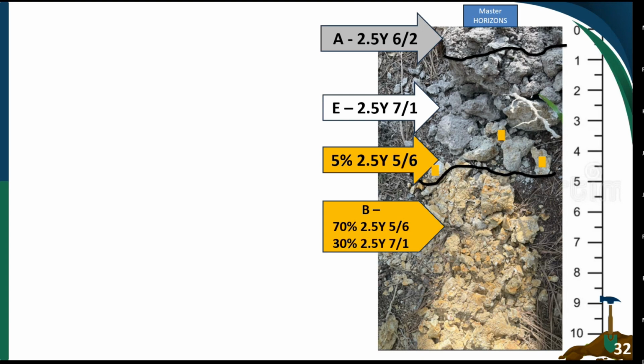So in this scenario here, we're considering the F3 depleted matrix indicator, the most common indicator used by most of you on this call. We have three master horizons in this description: an A from 0 to 0.5 inches, an E starting at 0.5 and extending to 4.5 inches with 5% redox concentrations in the lower portion. And I've highlighted those redox concentrations with yellow rectangles in that lower E horizon because they were there, but they were hard to see in the picture. Then a B horizon that starts at 4.5 and goes to 10 plus.